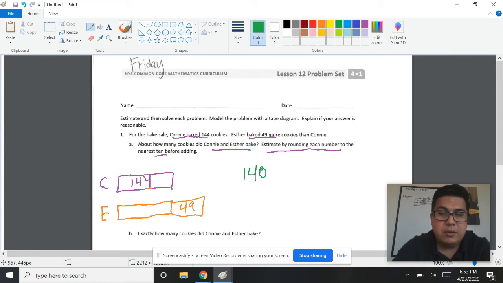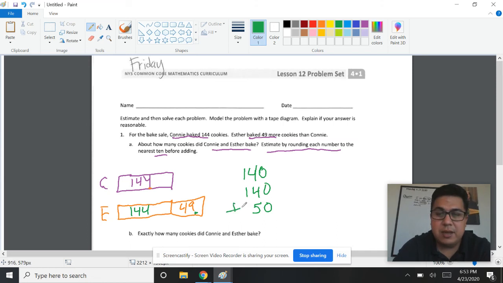From there, we want to estimate. So we know that this is 144 too, right? So we're going to make that 140, sorry. And if we were to round 49 to the nearest 10, we're looking at the 9, and we know that that is 5 or more. So we're going to make our 10 go up by 1. So we're going to round out to 50 because we know that 49 is closer to 50 versus 40.